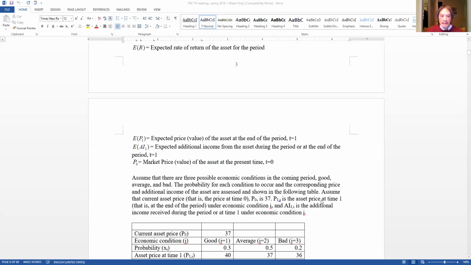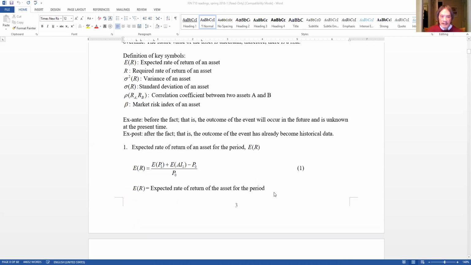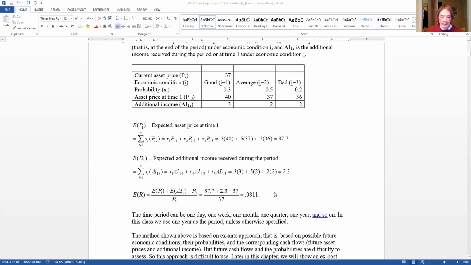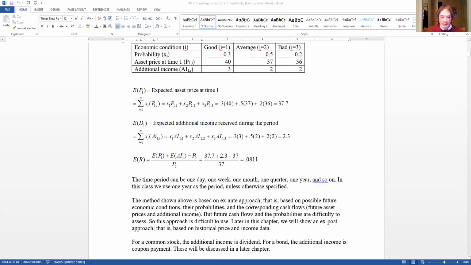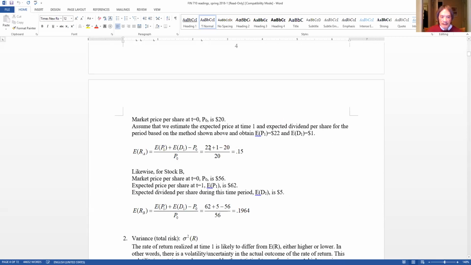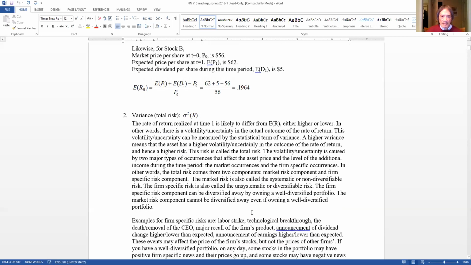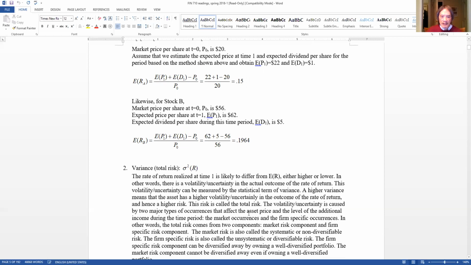Here, we calculated the expected return for stock A here, and the expected return for stock B here, 0.15, 0.1964. Now, I want you to keep in mind all these numbers. We are going to use them in the example.